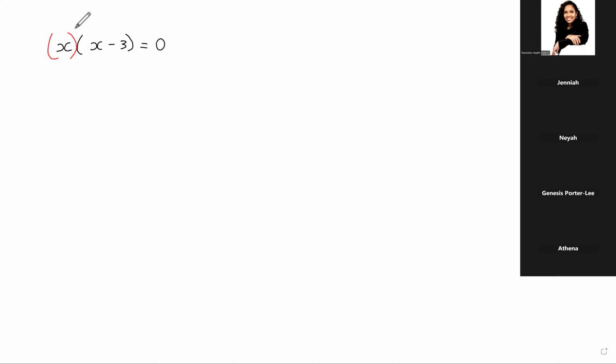So if x multiplied by x minus 3 is equal to 0, it means that either x is equal to 0, this first bracket is equal to 0, or x minus 3 is equal to 0. So this one is already solved. X is equal to 0. And for this one, it'll be x is equal to 0 plus 3, which is 3. All right? So all that we looked at so far, we have already factorized the quadratics.